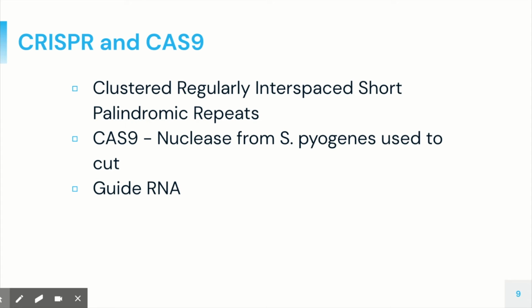So the CRISPR-Cas9 technology was first identified in E. coli bacteria. It stands for clustered regularly interspaced short palindromic repeats. The first part of that name, clustered regularly interspaced, means that there are unique spacer DNA in between the palindromic repeat sequences.